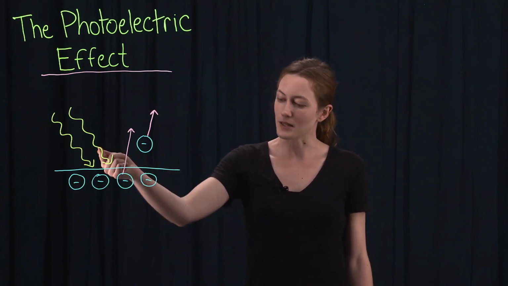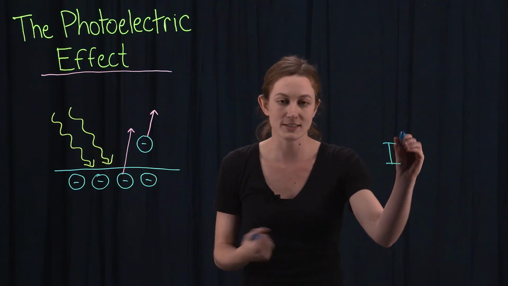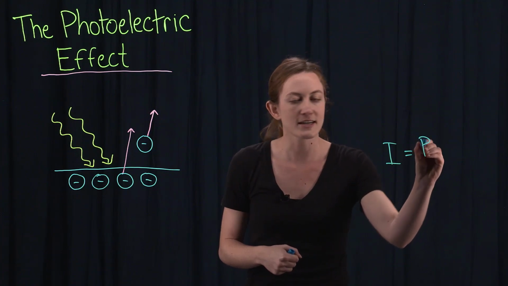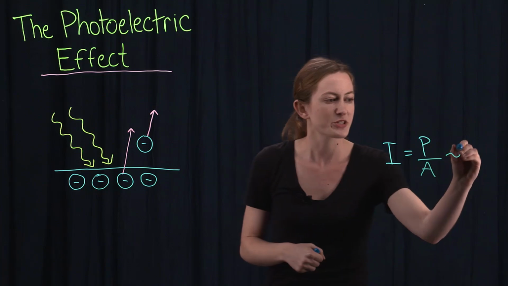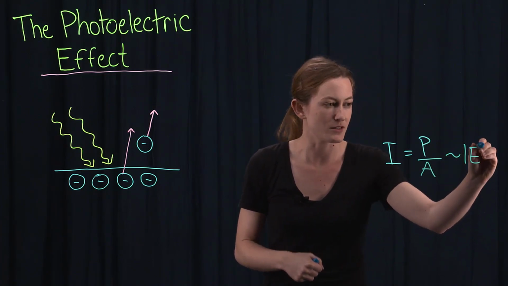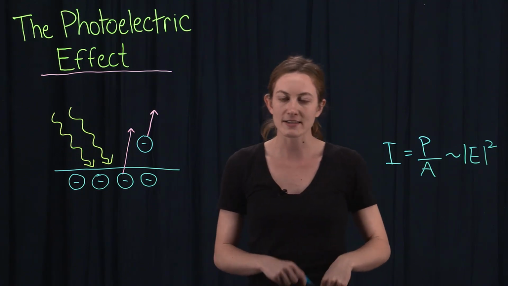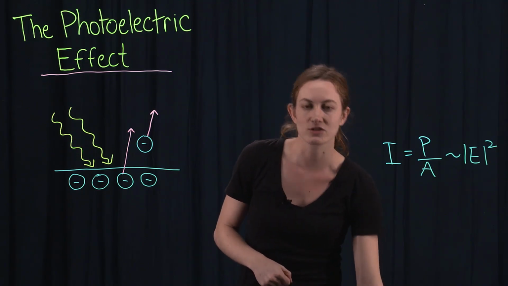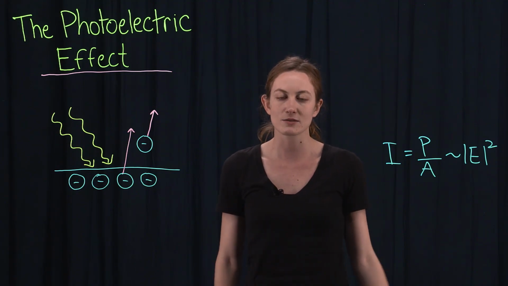Now consider dim light shining on the surface of a metal. By dim, we mean low intensity, where, remember, intensity is net power radiated per area, which goes like the amplitude of the electric field squared. Now, Maxwell's classical theory says that light is an electromagnetic wave whose energy is distributed uniformly and continuously throughout the wave.